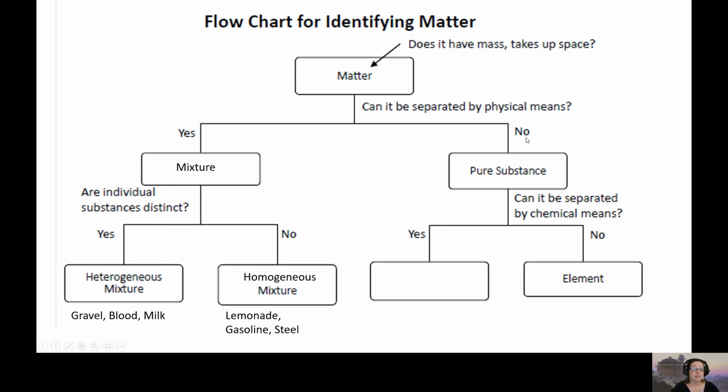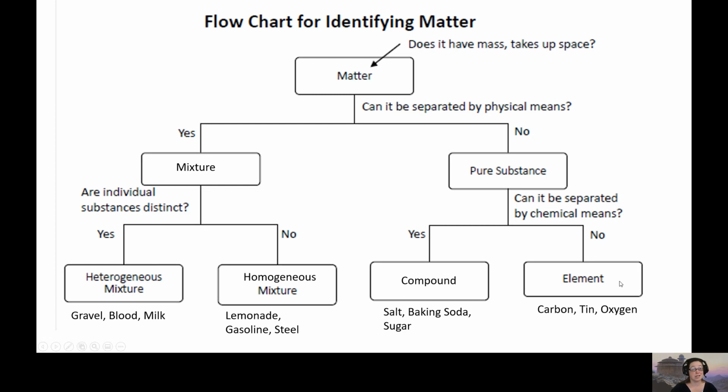If you cannot separate something by physical means, then it's a pure substance. Okay. And then the next question you have to ask is, can I chemically separate it? Can it be separated by chemical means? If the answer is yes, you have a compound, things like salt, baking soda, and sugar. If the answer is no, you have an element.